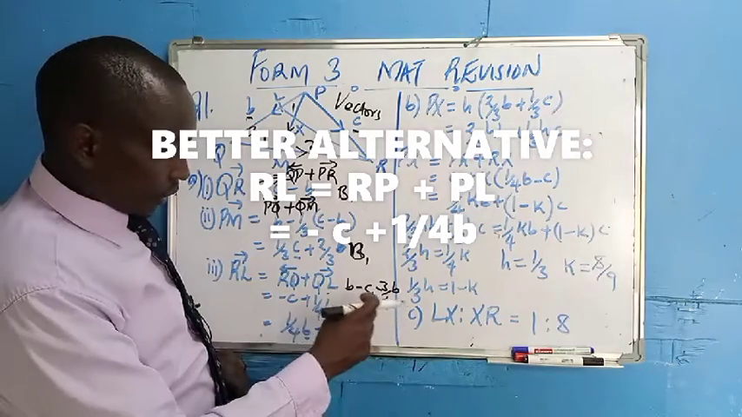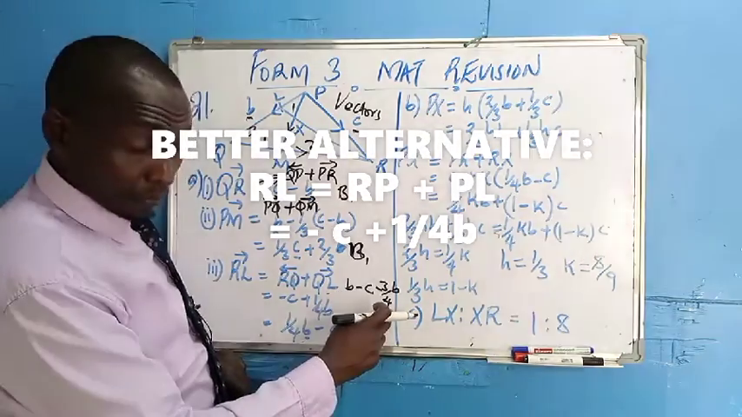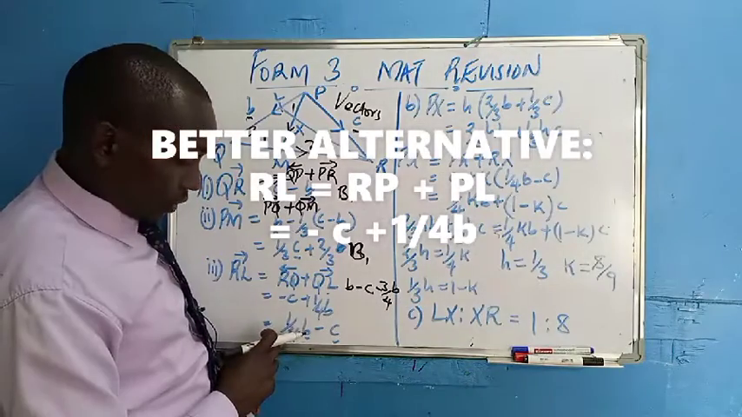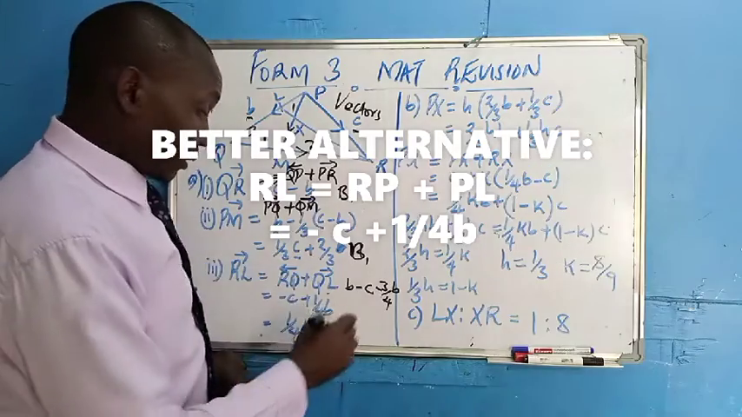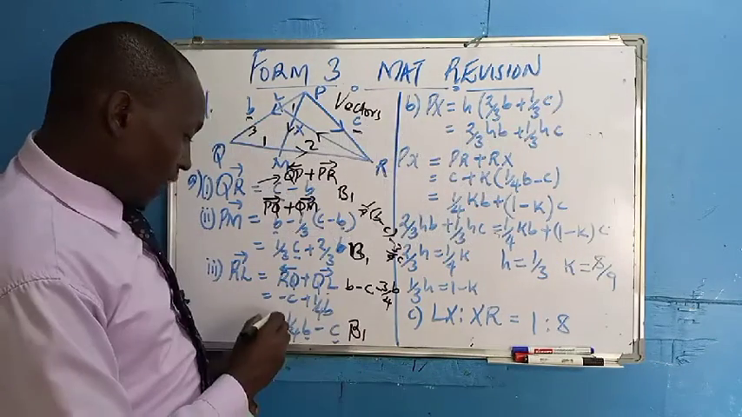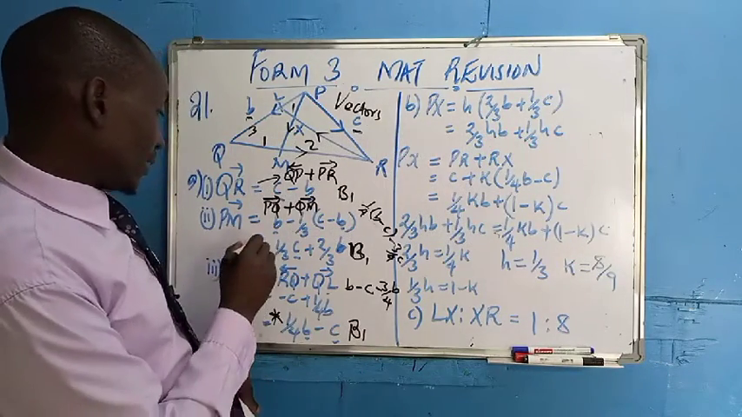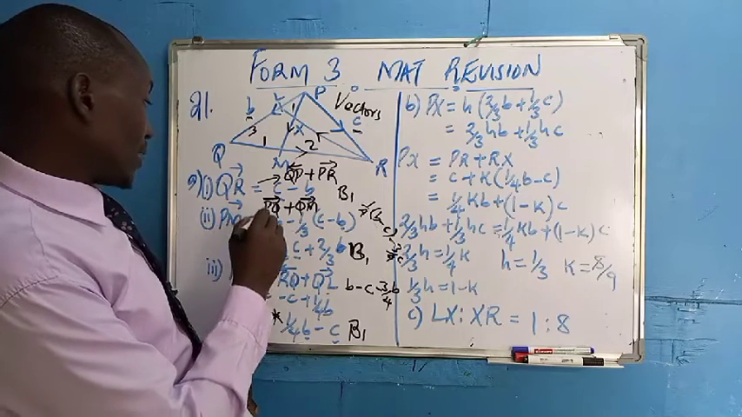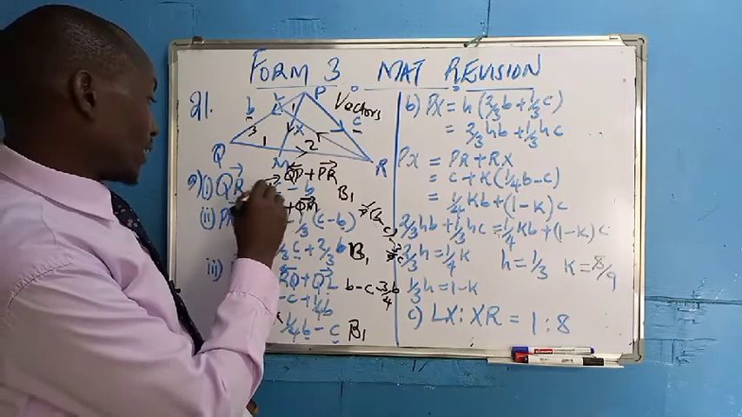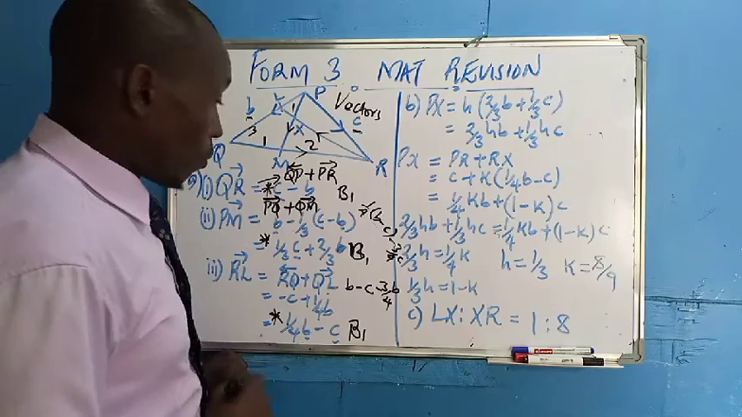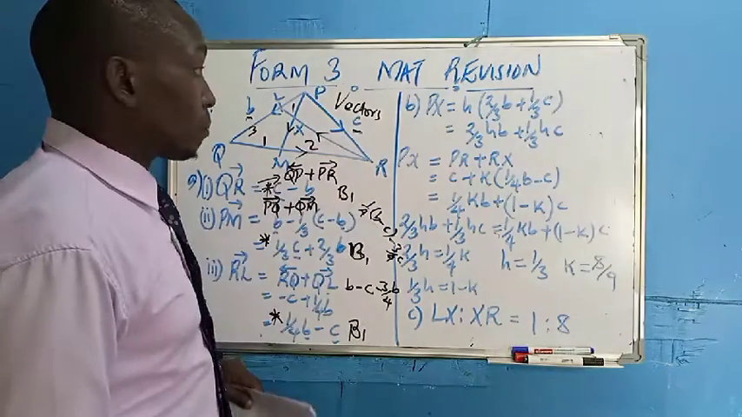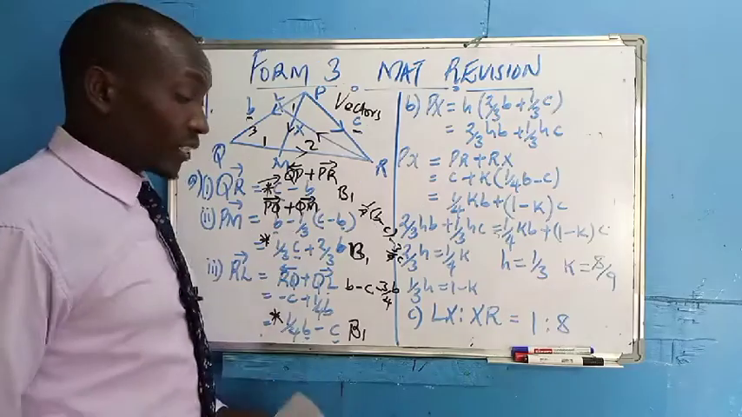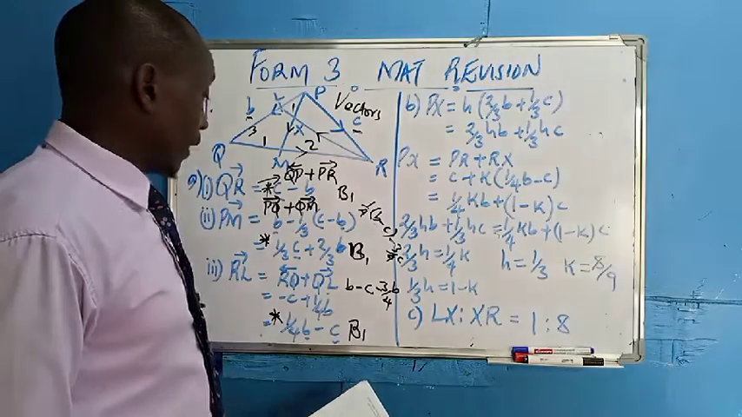Look at this one. It is 1 minus 3/4 B, that is a quarter B, then minus C. Remember the ratio theorem again, it will still work. This is RL. So my students, this one is very important, and even the first vector I worked out here is very important. Why do I say that? I will have to use them in the next part. 3 marks, my students, that are easy to get.